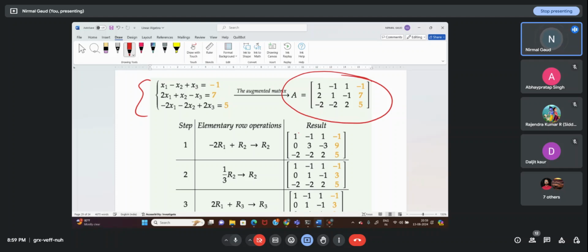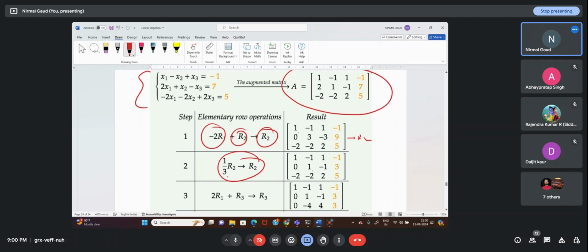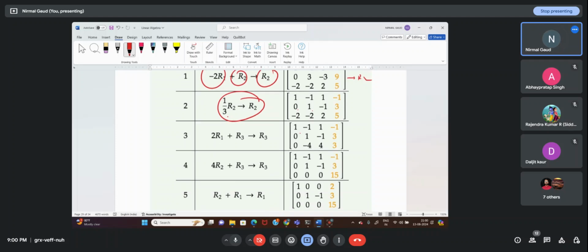Now again, let's approach by making the terms 0. Here I can do minus row 1 plus row 2 equals row 2, making this term 0. So you start from row 2 and make the term 0. Then 1/3 row 2 equals row 2; take 1/3 common, so I get 0, 1 and minus 1. Then 2 times row 1 plus row 3 is row 3. So this is the result for row 3.